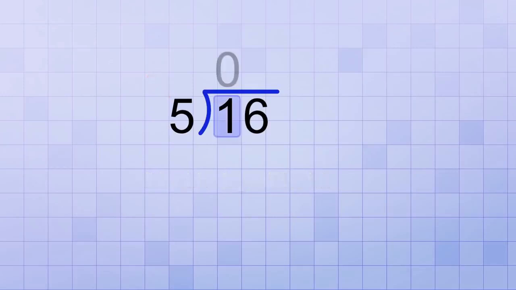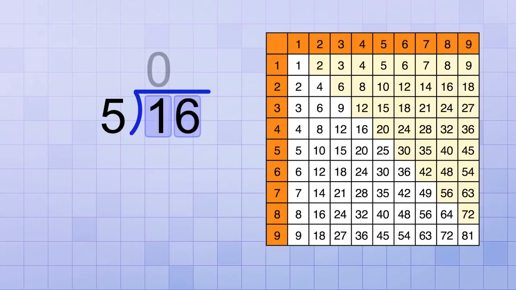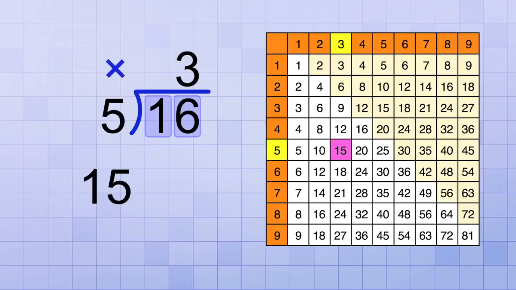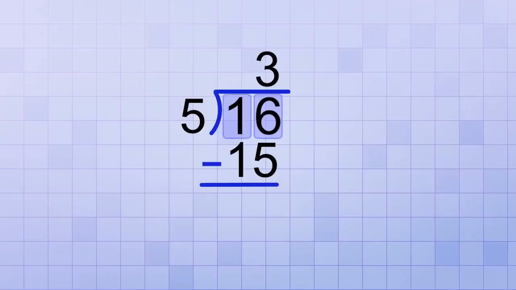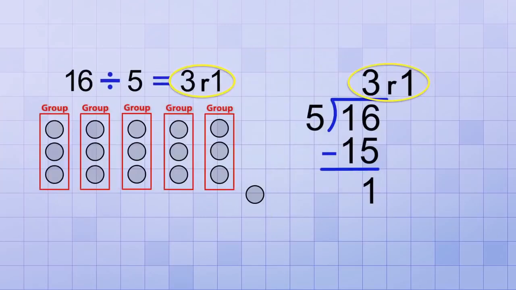Since the answer is 0, we combine the 1 with the next digit and ask, how many 5s will go into 16? From the multiplication table, we know that 3 times 5 equals 15. So we put a 3 in our answer line above the 6. Then we multiply 3 times 5 to get 15 and put that below our dividend so we can subtract to get the remainder. 16 minus 15 equals 1. So we end up with 3 with the remainder of 1, just like we did with our other method.